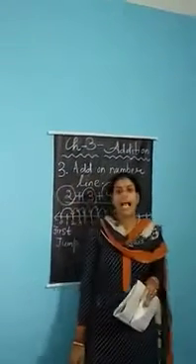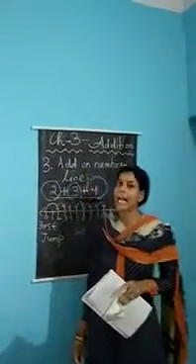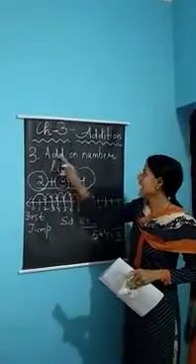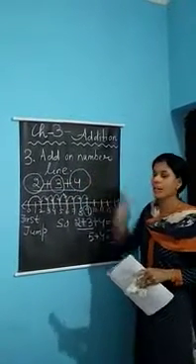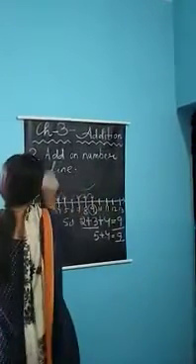First is adding objects or things. Second is adding by moving in the forward direction. And third is add on number line. Children, remember another 2 things. I'll tell you for your extra information.